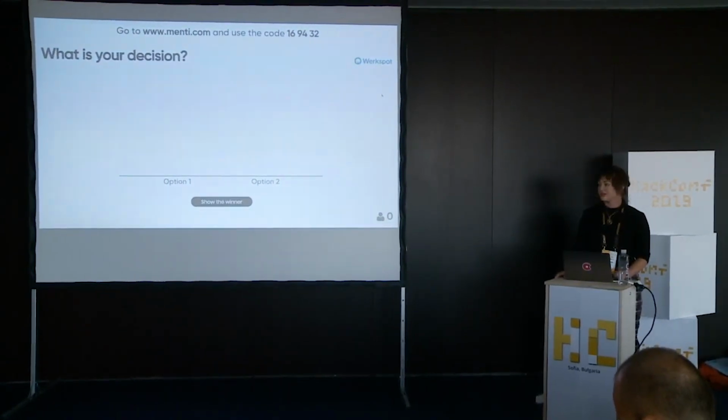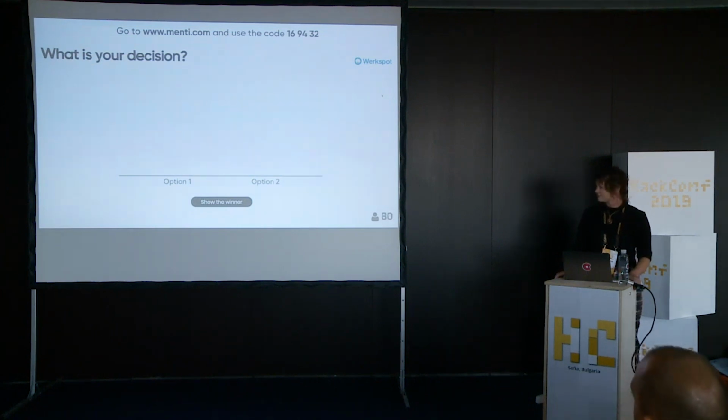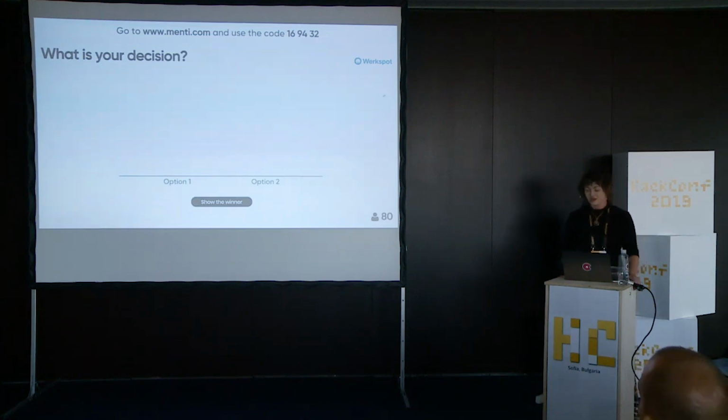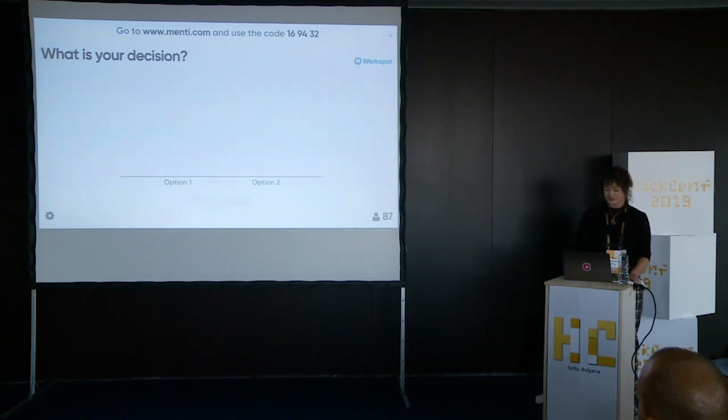If you're in the Hall 2 streaming room, you can also join in on this, because it's just online. So go to menti.com, punch in the code 169432, and option 1 is Slavi, option 2 is Sashka. I have no idea how many people there are in the room. All right, I think 80 is a good number. So let's see who the winner is.